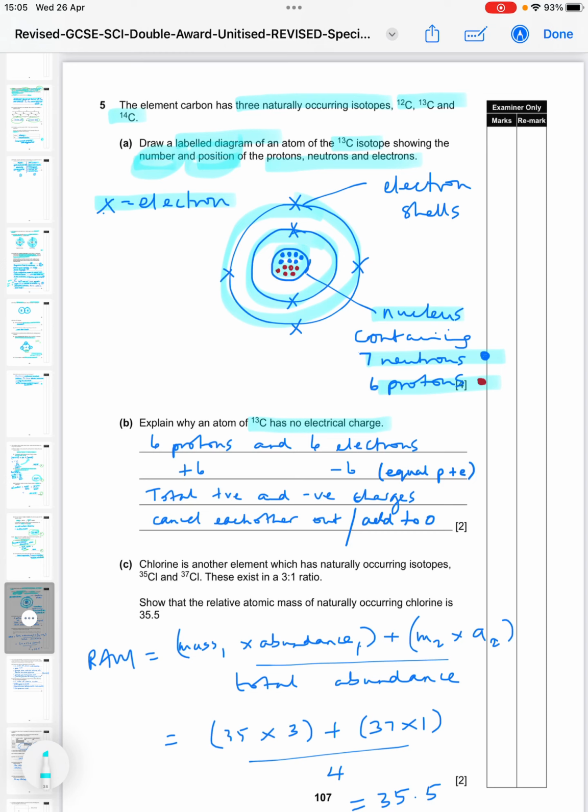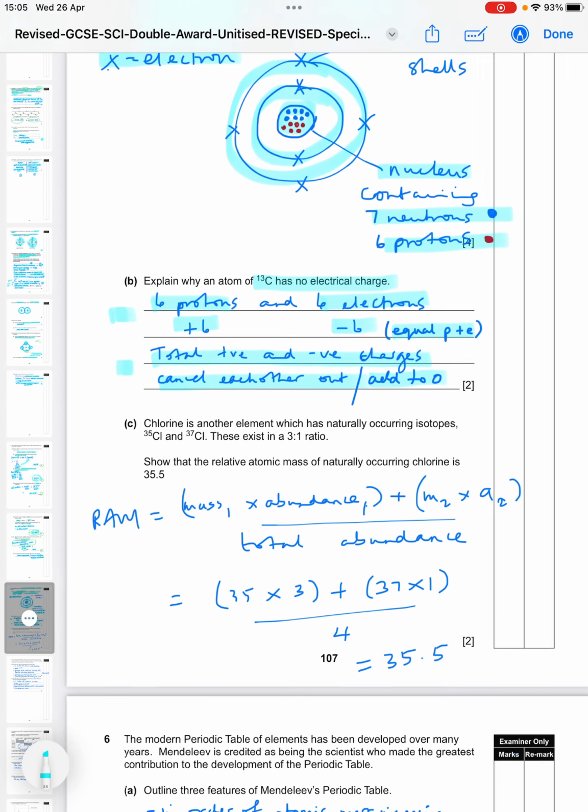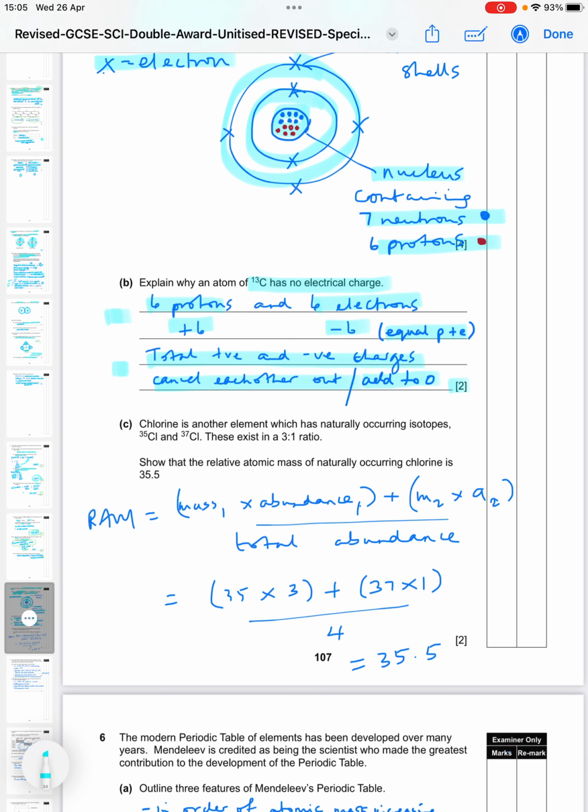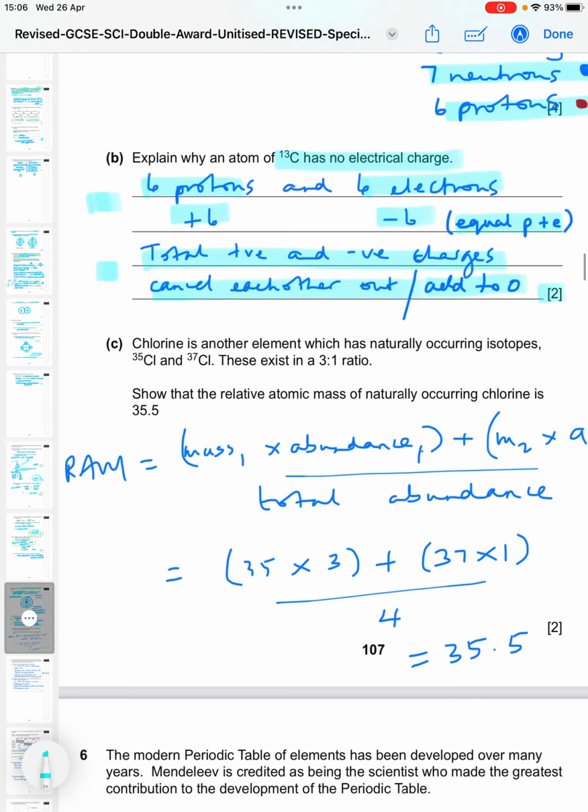Okay. Then explain why an atom of carbon 13 has no electrical charge. Well, it's because there are 6 protons and 6 electrons. So we have plus 6 and minus 6 from those two particles respectively. So because there are equal numbers of protons and electrons, the total positive charges and total negative charges cancel each other out or add to 0. So a little bit of an explanation as to why, and then the fact that they do cancel out and add to 0. That gives you your 2 marks.